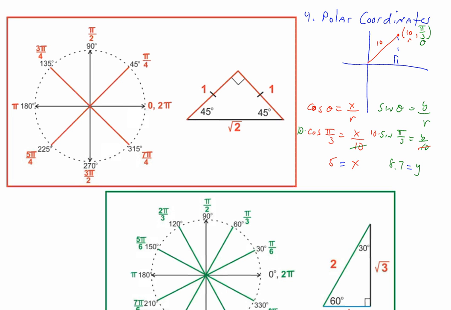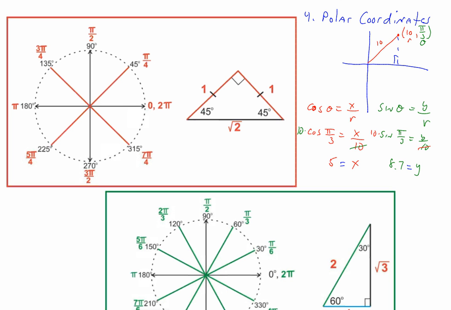Is that a unit circle? No, obviously not, because the radius is 10. So if we were to do this normally, the x coordinate would be 5 and the y coordinate would be 8.7. But if we were going to do it in polar coordinates, it would be the radius of 10 and the angle of pi over 3. But you can see it's real easy to convert from polar coordinates to rectangular coordinates. That's real simplistic. Very, very easy.